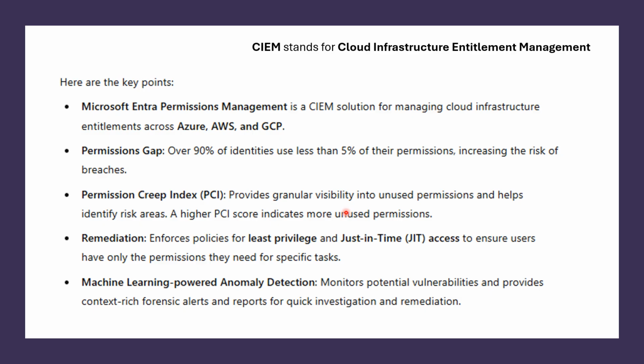Permissions gap. Over 90% of identities use less than 5% of their permissions, increasing the risk of breaches. The Permission Creep Index, or PCI, provides granular visibility into unused permissions and helps identify risk areas. A higher PCI score indicates more unused permissions. The remediation component enforces policies for least privilege and just-in-time access to ensure that users have only the permissions that they need for specific tasks.